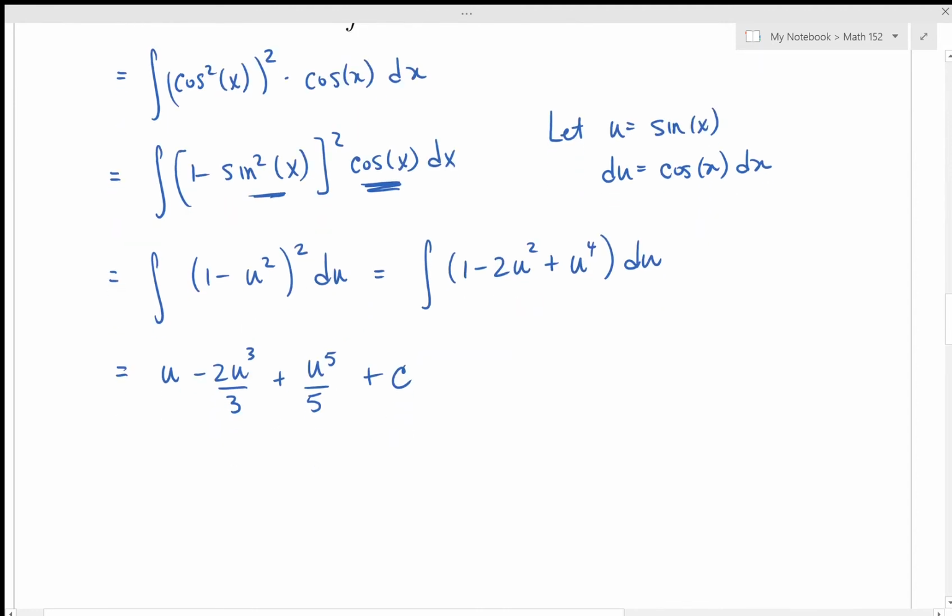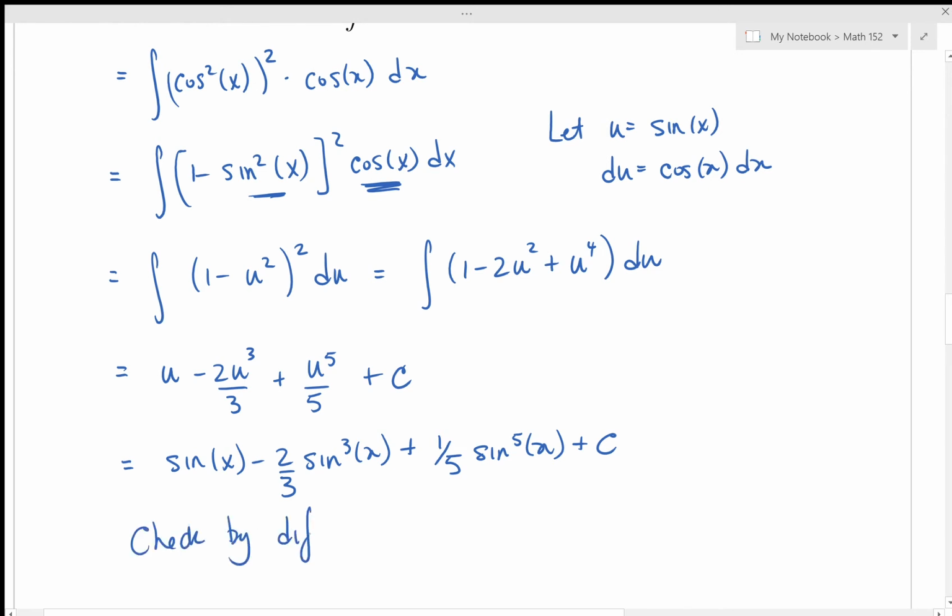There it is. I back substitute. u is sine x. That's what was my substitution. So we get sine x minus 2/3 sine cubed x plus 1/5 sine to the 5th x plus a constant. Okay, check by differentiating. That's a good idea. Let me write that to encourage you to do this. It also makes sure that your differentiating is staying in tip-top condition.